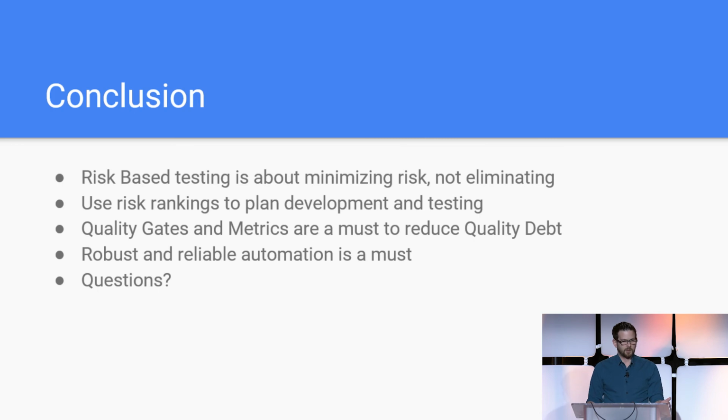And so basically risk-based testing is all about minimizing risk, not eliminating it entirely. You use your ratings to plan your development and your testing. Quality gates are huge in your build processes. It reduces your time to feedback and reduces your quality debt. And then metrics are good to report where the areas of your applications are high risk versus low risk.